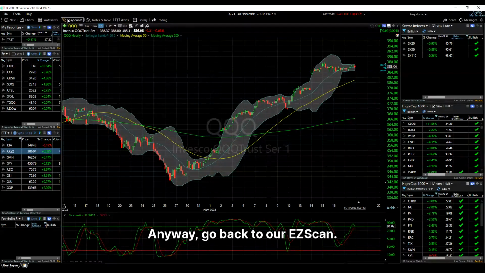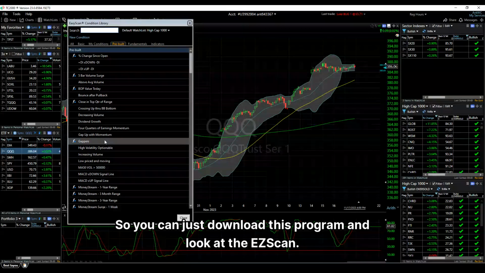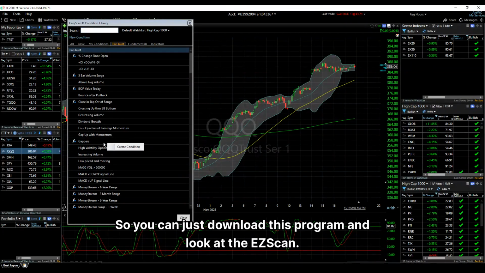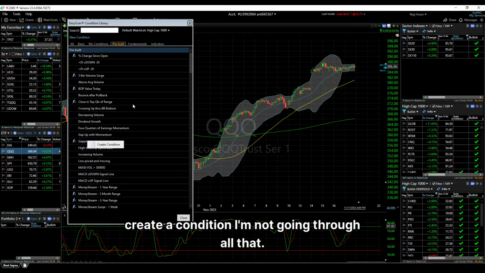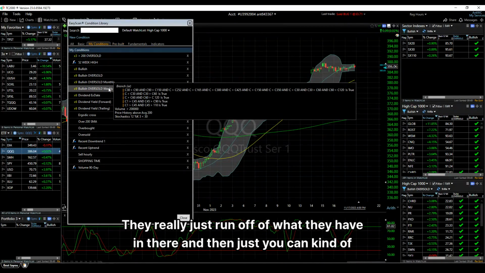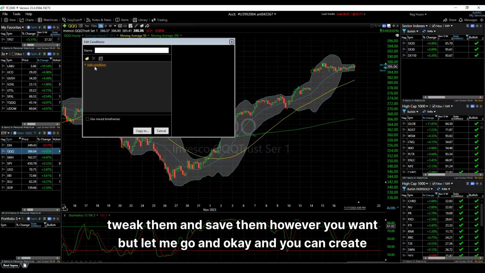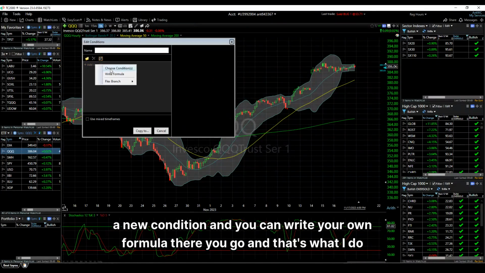Anyway, go back to our EasyScan. So you can just download this program and look at the EasyScan. And let me create a condition. I'm not going through all that. And really just run off of what they have in there, and then you can tweak them and save them however you want. But let me go and click okay, and you can create a new condition, and you can write your own formula.